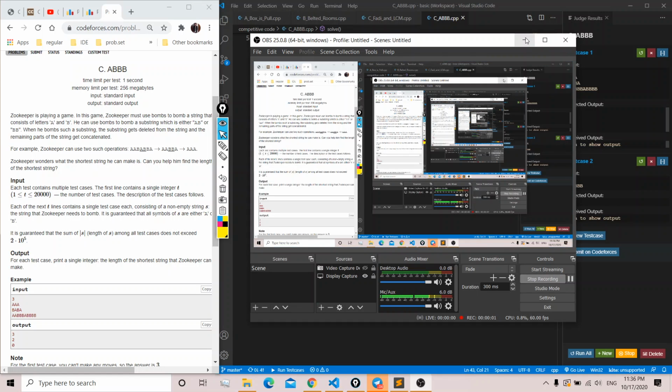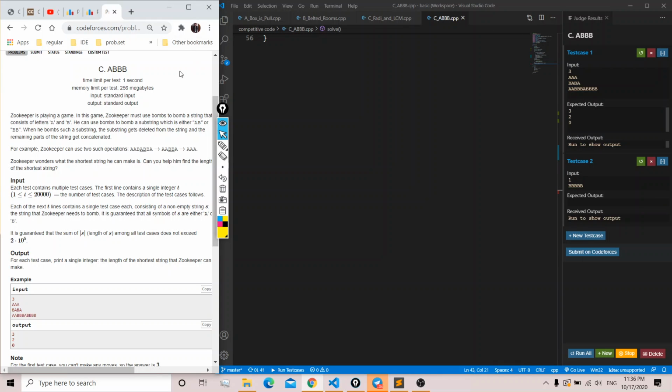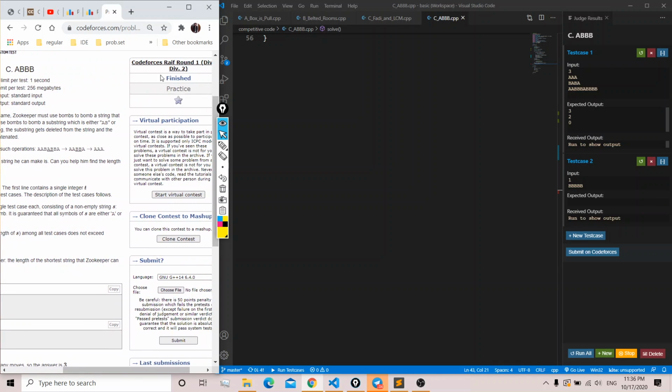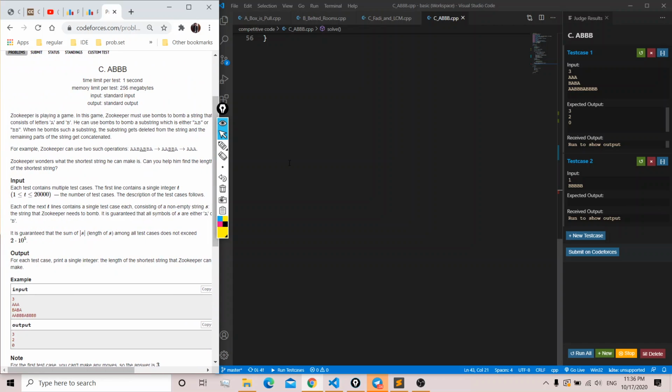Hi guys, in this video we are going to solve the third problem from Codeforces Raif round 1. The problem statement says that we are given a string S, and from that string we can remove the substring AB or BB. After removing all such substrings, we have to find the shortest length left of that string, right?